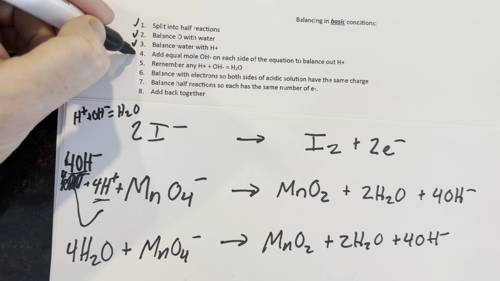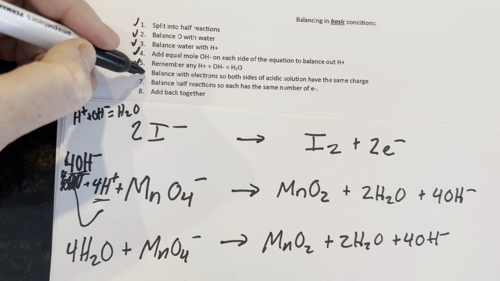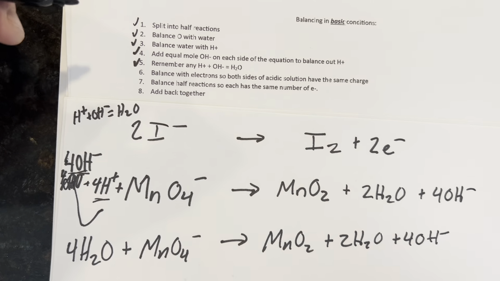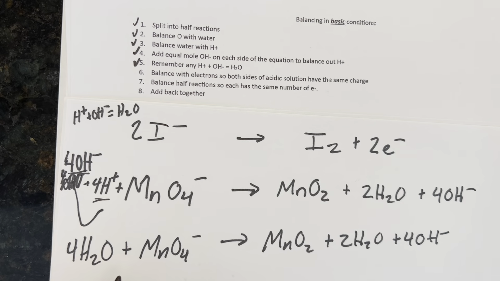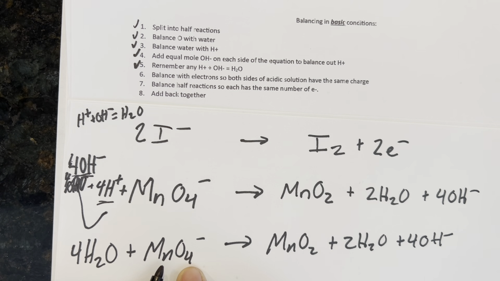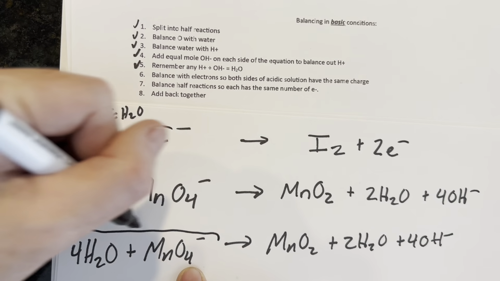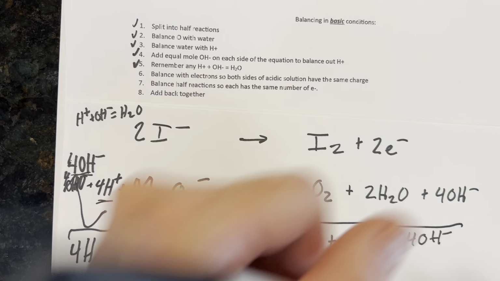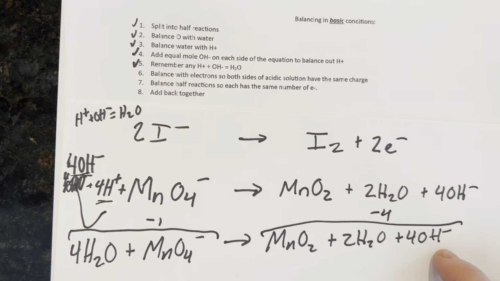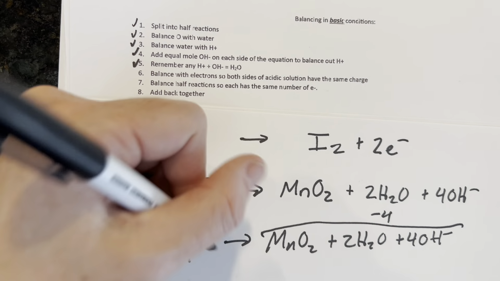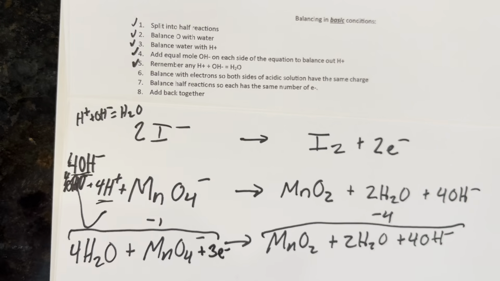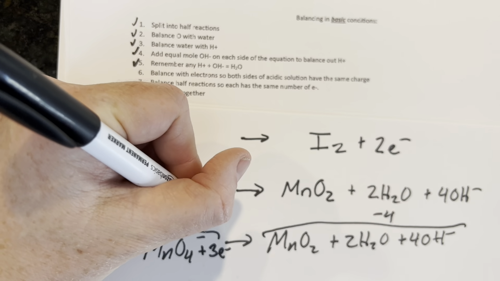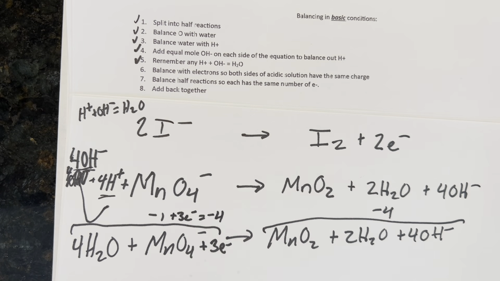All right, so now we're at step 5. Now we can balance with the electrons. And then we can balance the half reactions so that each has the same number of electrons. So first, let's balance electrons. Over here, I see a total of -1 from this. And over here, I see a total of -4 because there's 4 hydroxides. So I have to add 3 electrons to this side. So now we have a total of -4 on both sides.